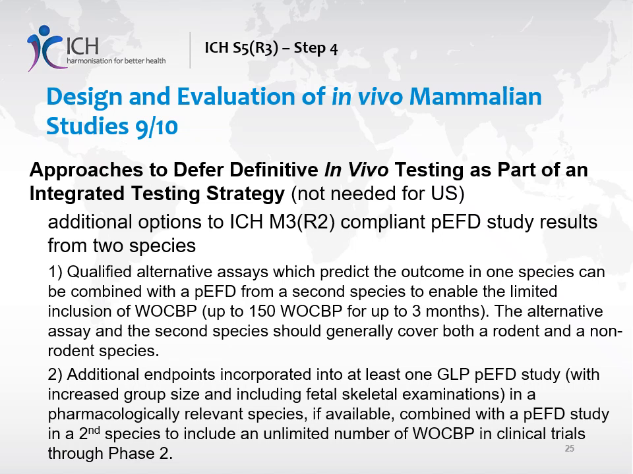1. Qualified alternative assays which predict the outcome in one species, see Annex 2, can be combined with a PEFD from a second species to enable the limited inclusion of WOCBP, up to 150 women of childbearing potential for up to 3 months. The alternative assay and the second species should generally cover both a rodent and a non-rodent species.